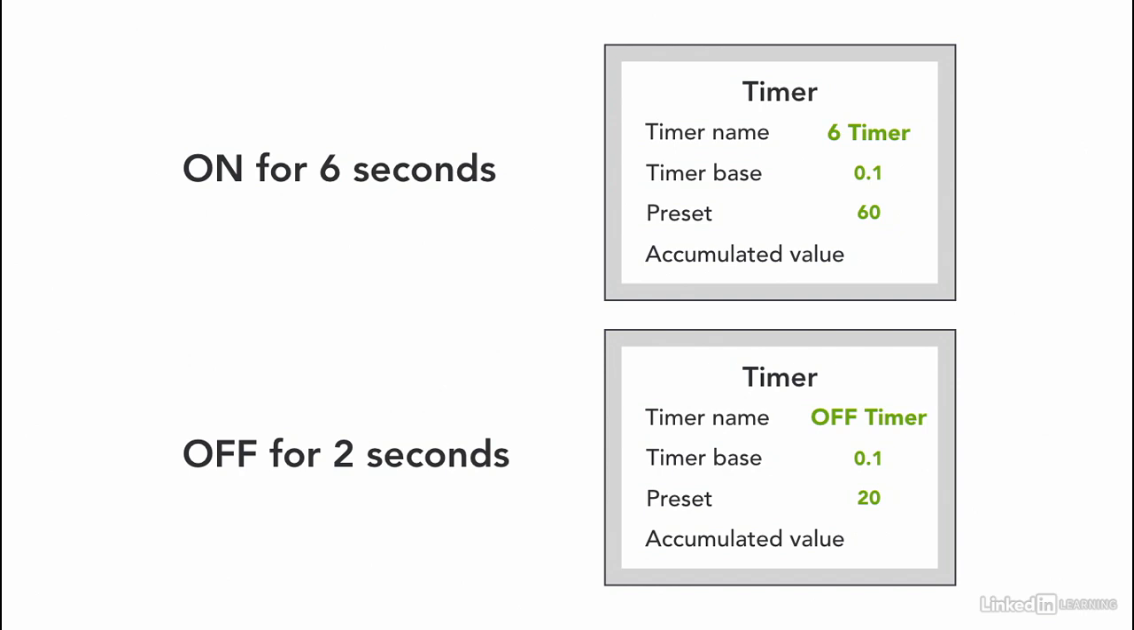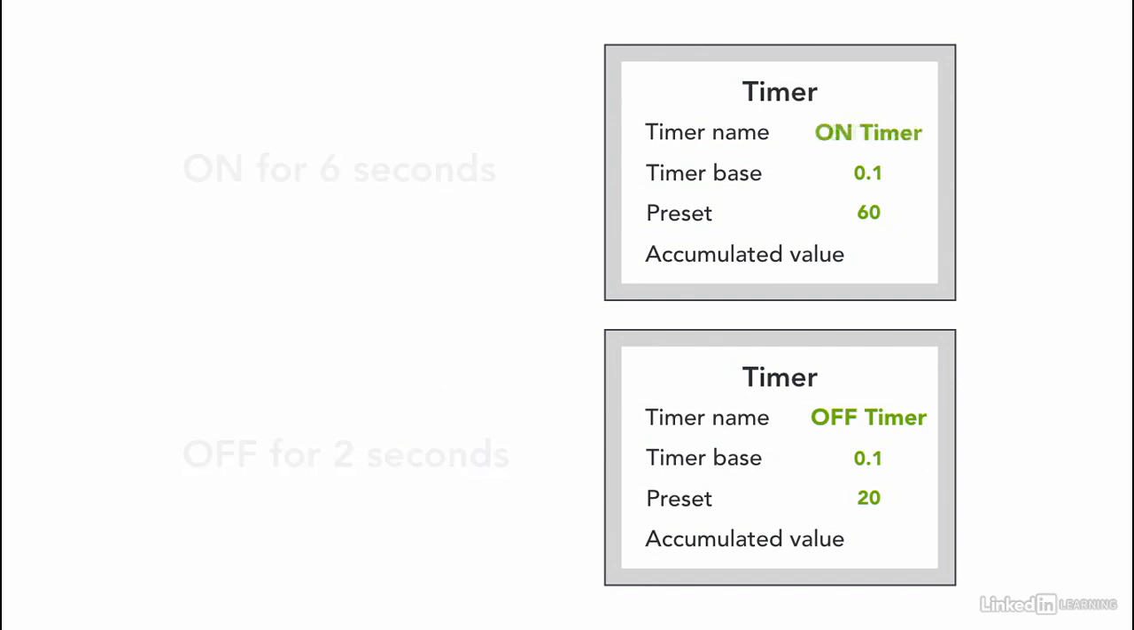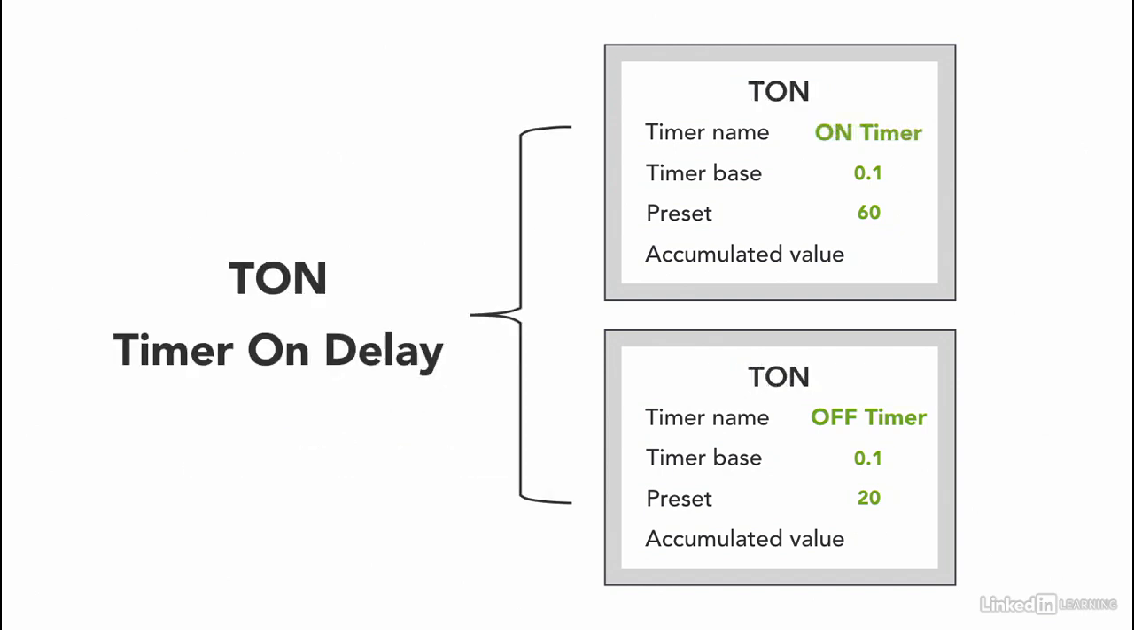So for the 6-second delay and for the 2 seconds delay, we are going to use 60 and 20 for the preset value. I chose the names to be on timer for the 6-second delay and off timer for the 2 seconds delay, but I'm using a timer on delay for both.